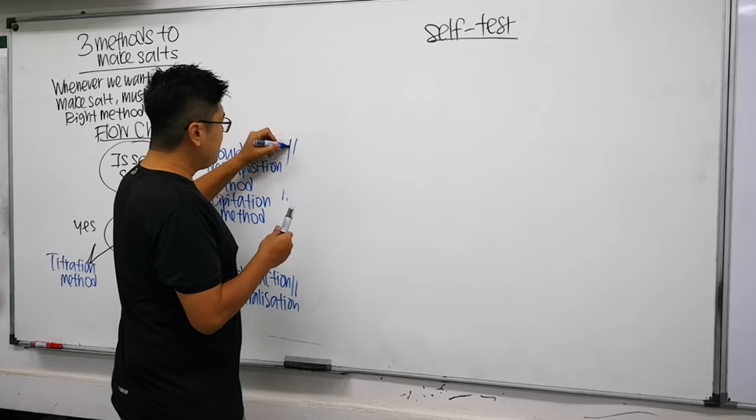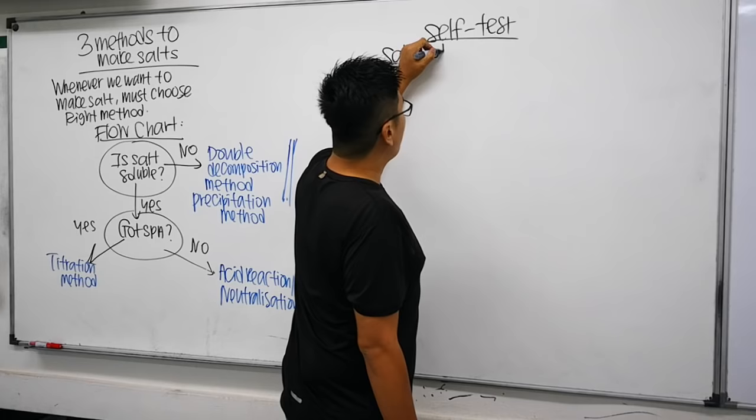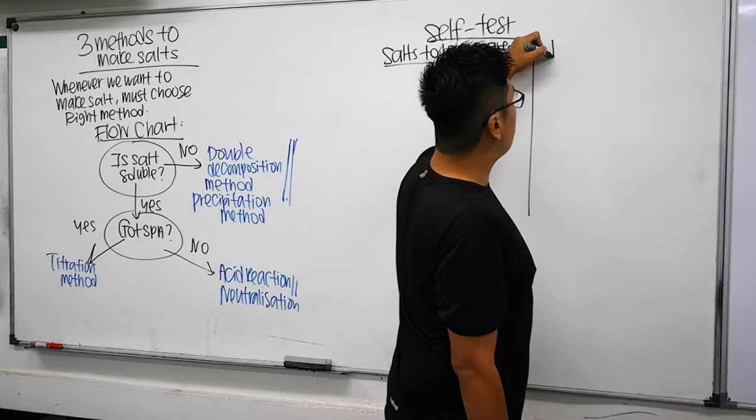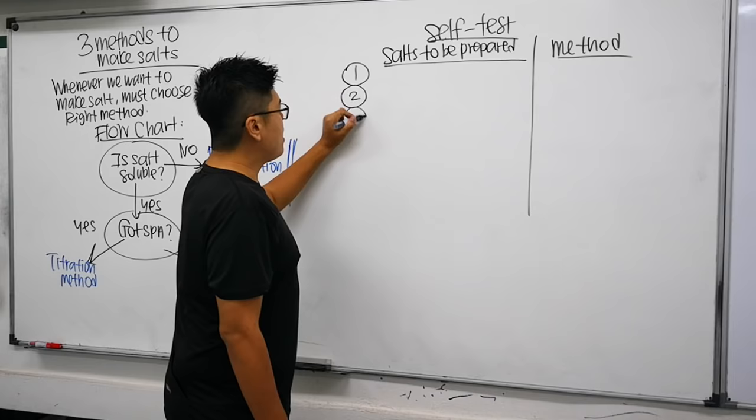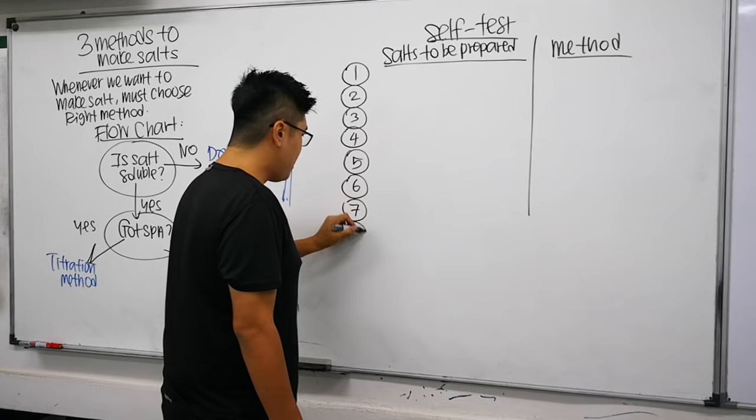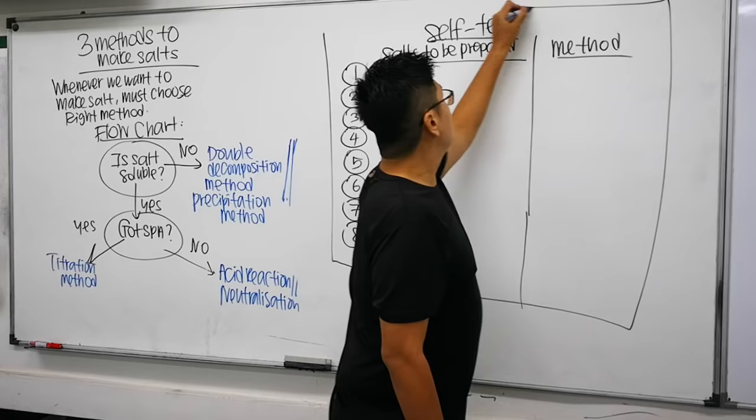These are the salts that I want to make or prepare, and this is the method. The first two, I will do with you. The last six, you do on your own. So in total there are 8 salts, which I will write on the whiteboard here. We go a bit random.